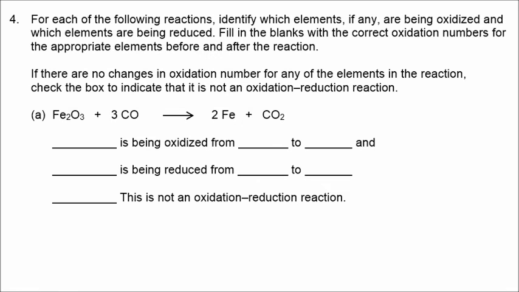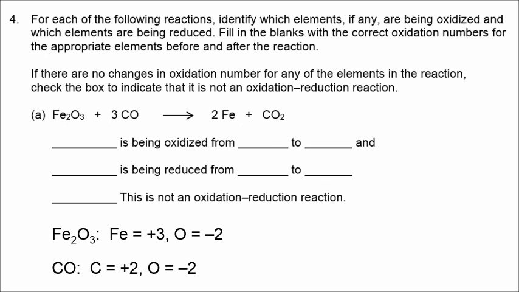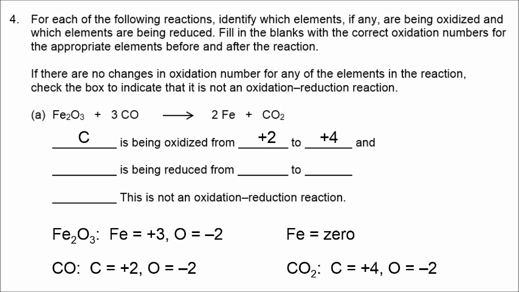We have to decide if number 4 is a redox or not, and if it is, what's changing? So Fe2O3, iron is +3, oxygen is -2. Carbon monoxide, carbon is +2, oxygen is still -2. On the right side of the equation, iron is 0 as an element, and carbon is now +4. This is a redox equation. Carbon is being oxidized from +2 to +4, and iron is being reduced from +3 to 0.